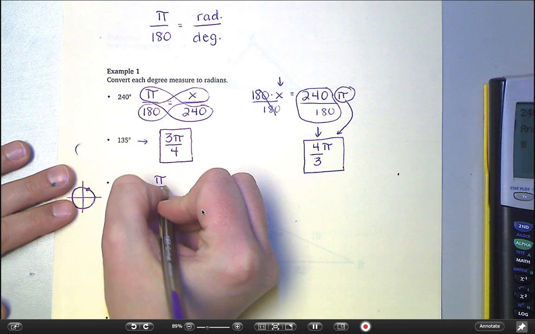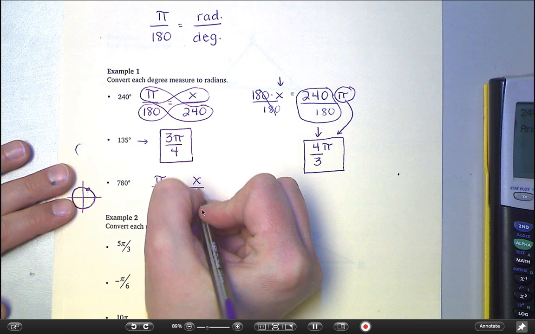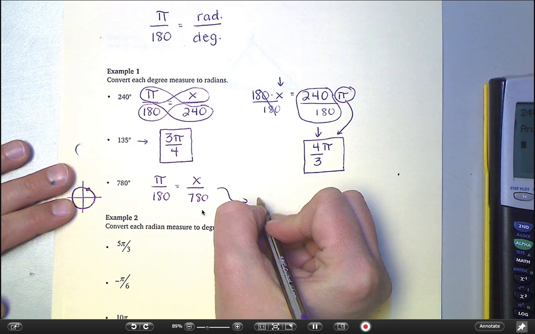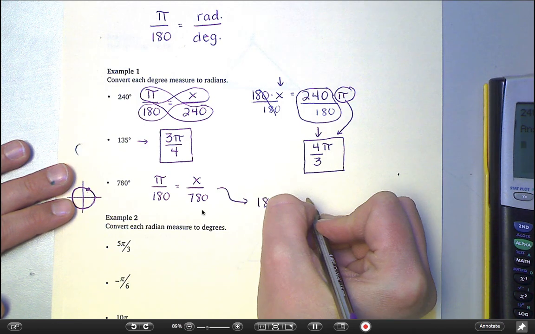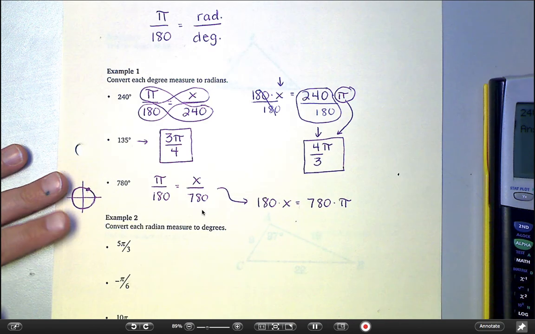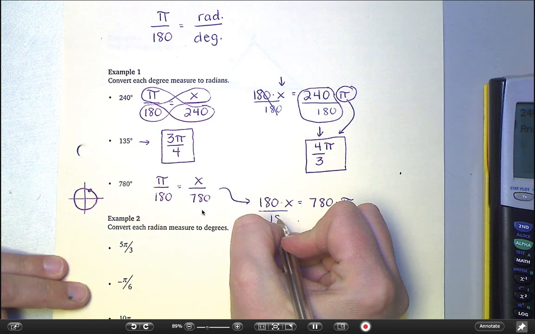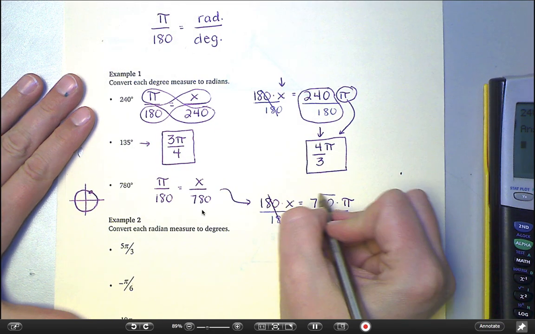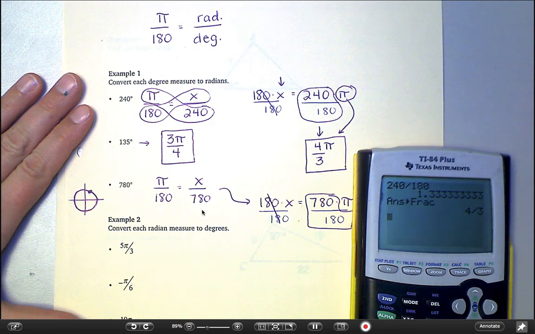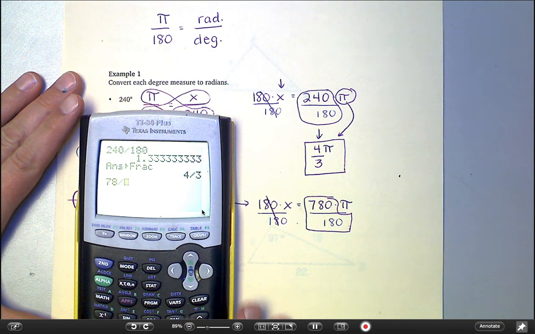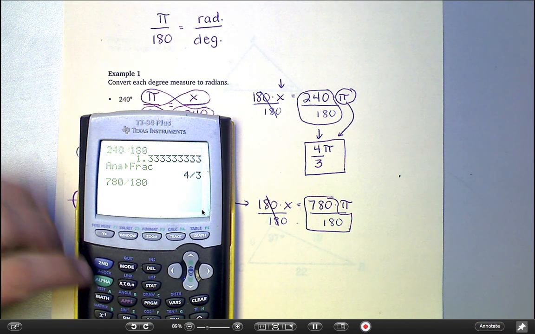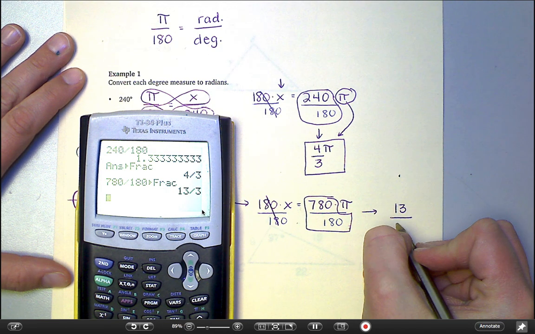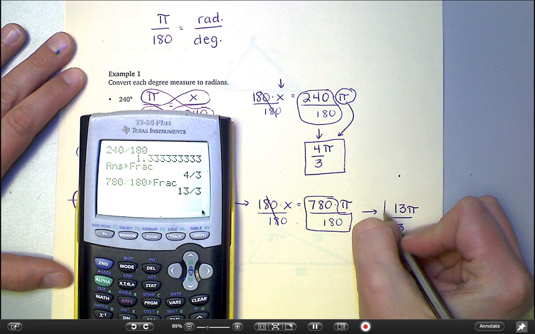Just start with pi over 180 equals x over 780. That leaves me with, let's see, 180 times x equals 780 times pi. Divide by 180, okay, and hopefully you're starting to see that shortcut that I mentioned. And then it's just a matter of turning this into a simplified fraction. So I'm going to do 780 divided by 180, math fraction, and I get 13 over 3. And then I'm just going to stick the pi back in my answer, 13 pi over 3.